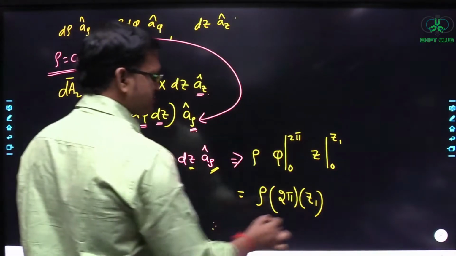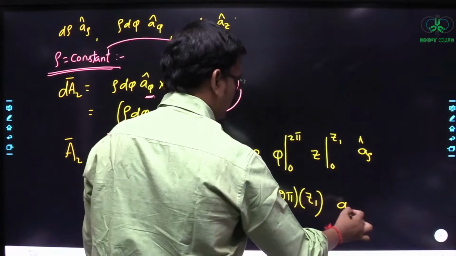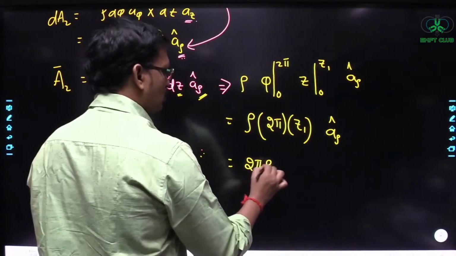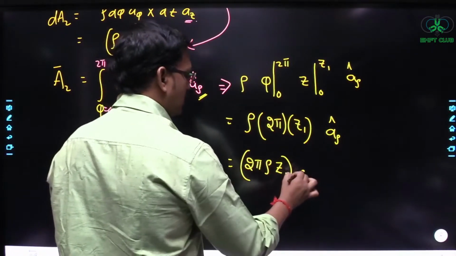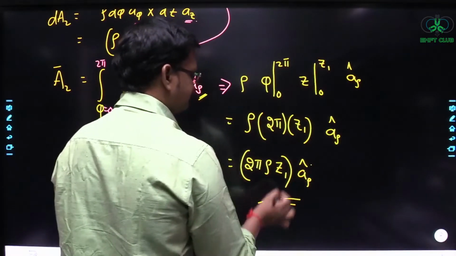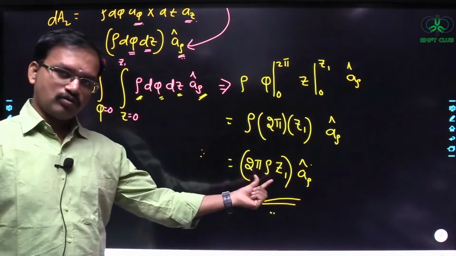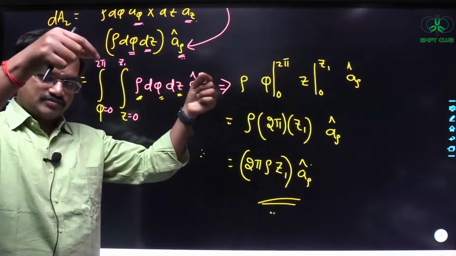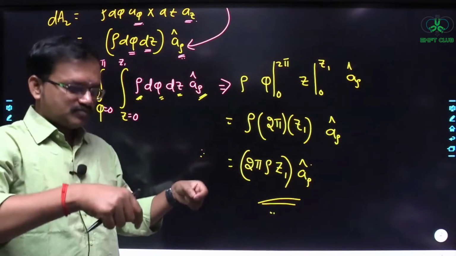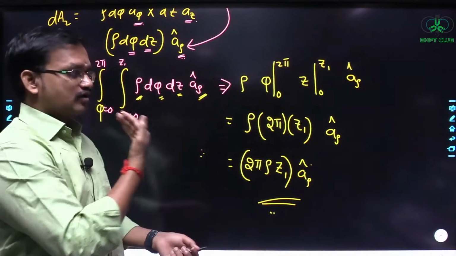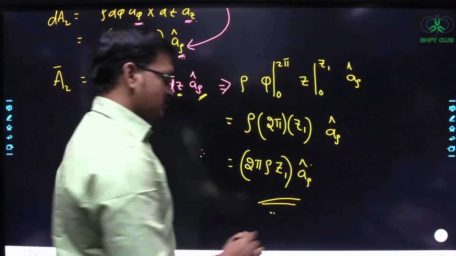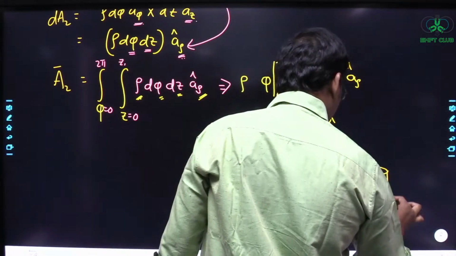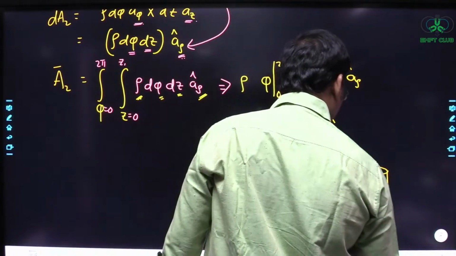And here the direction is along rho cap. So here what you are going to get is 2 pi rho into z1, and its direction is rho cap. Okay, so 2 pi rho represents the circumference of the circle, and z1 represents the height. Understood? So 2 pi rho times z1 will give you the curved surface area of the cylinder. So the shape of the surface here, we got it as the curved surface area of the cylinder.